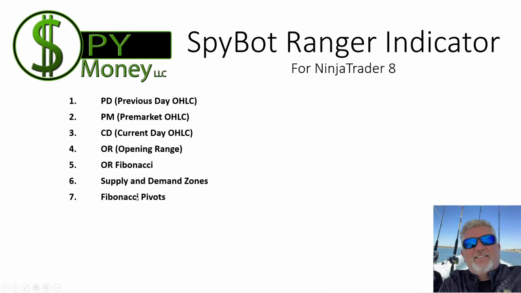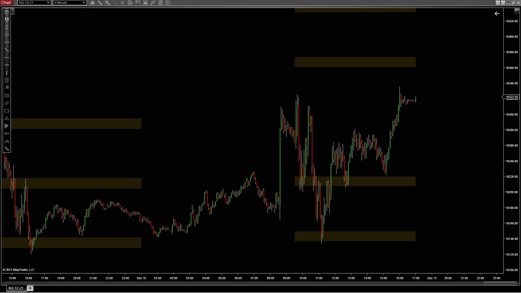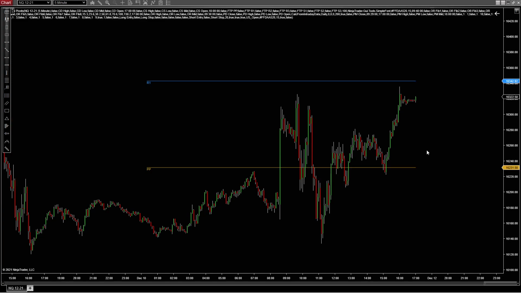Now you have Fibonacci pivots. A lot of you like Fibonacci pivots, and I do too. I trade them all the time. I think Fibonacci pivots work real well. If you trade them right, you'll like them. And let's go ahead and add the Fibonacci pivots in on here. So now we've got Fibonacci pivots.